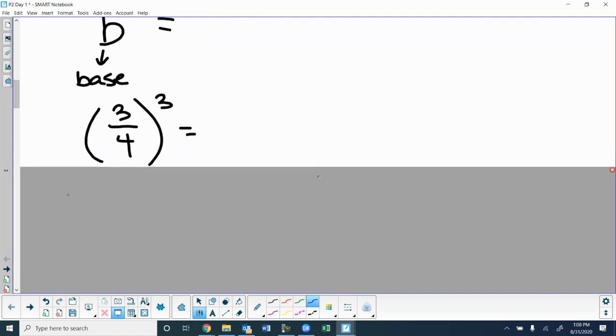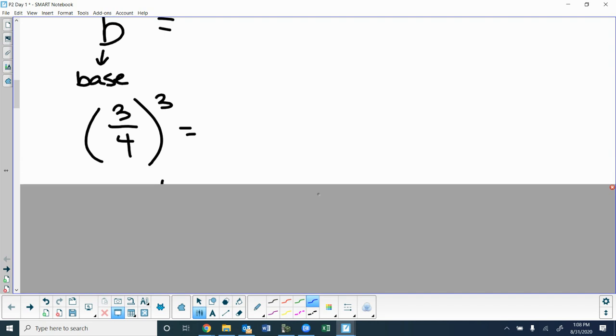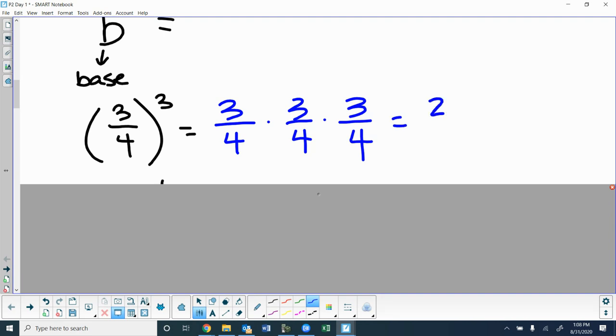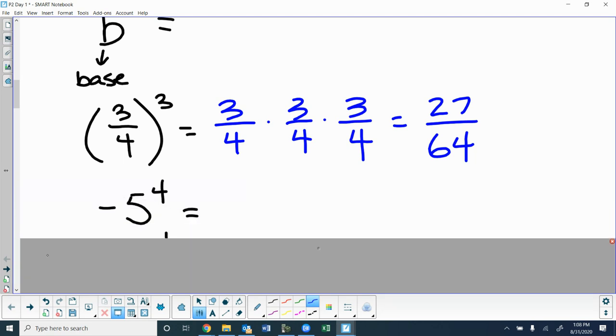Mr. Myers, what does 3/4 to the third mean? Take this to the third power. Yeah, 3/4 times 3/4 times 3/4. Everybody understands that, right? And then you do 3 times 3 times 3 is 27. And 4 times 4 times 4 is 64. We're all okay with that, right? And again, you can put it in the calculator, but just remember what it means.